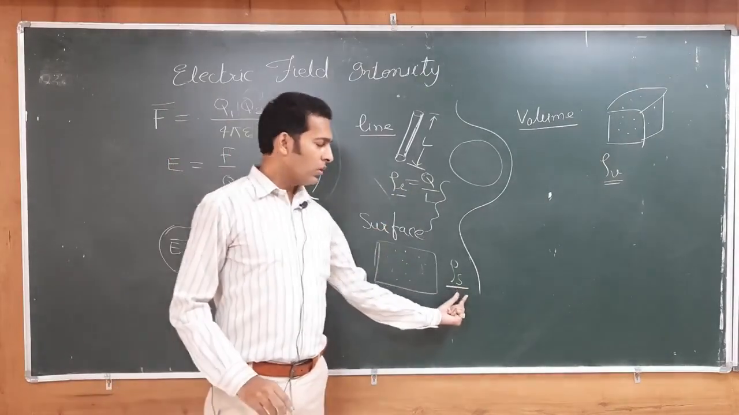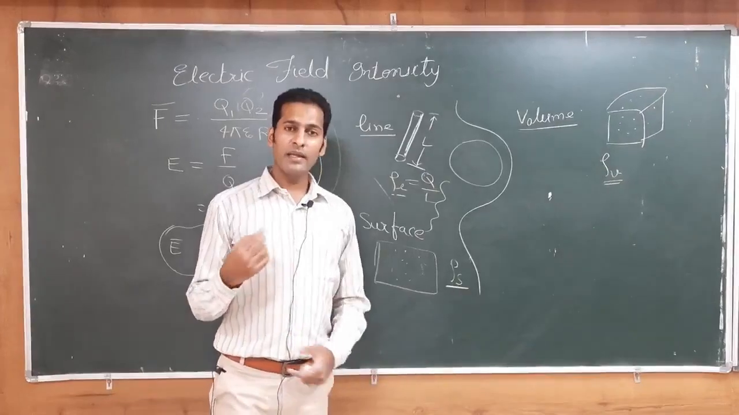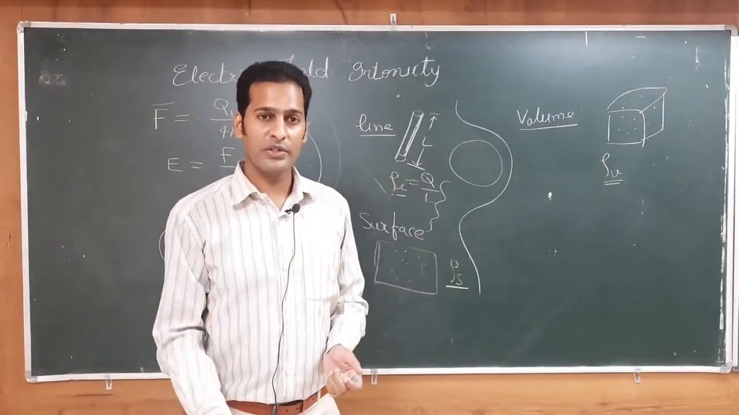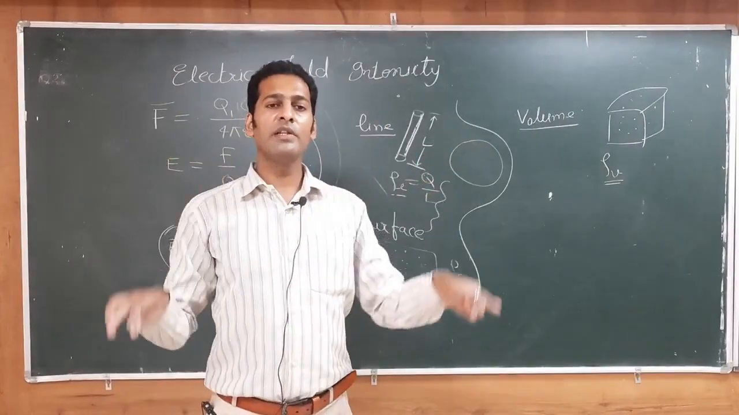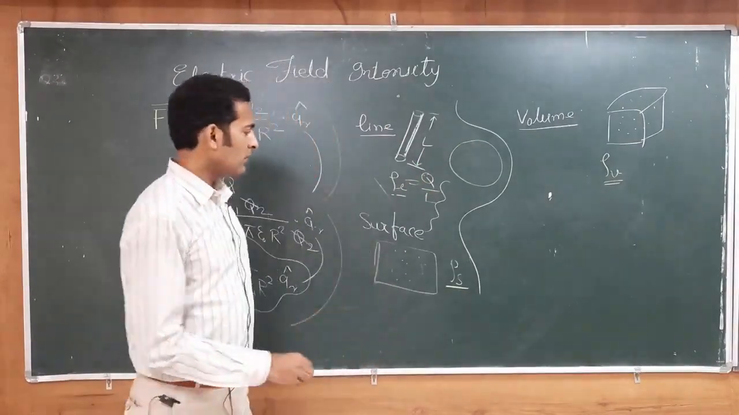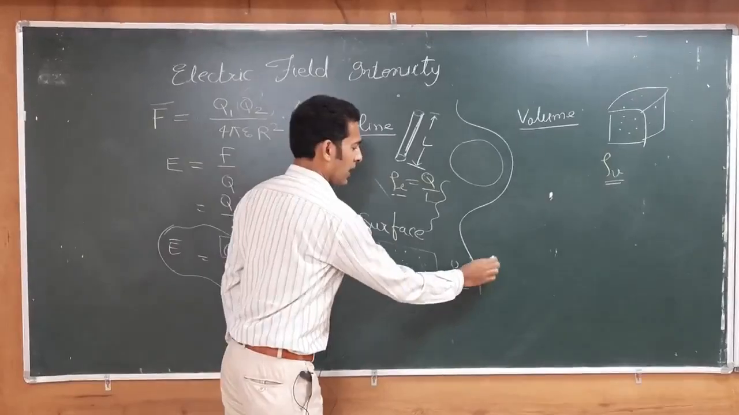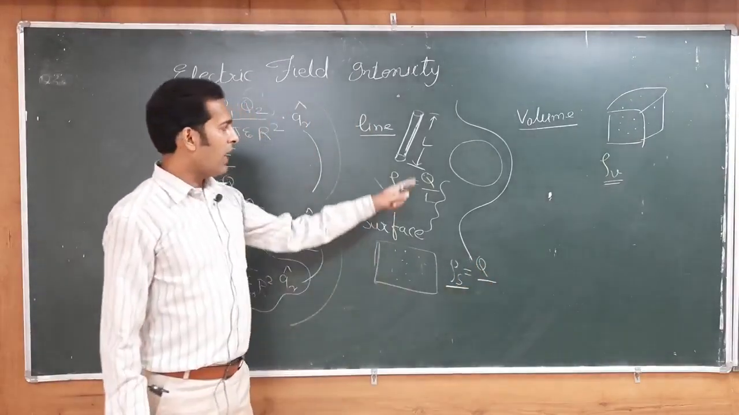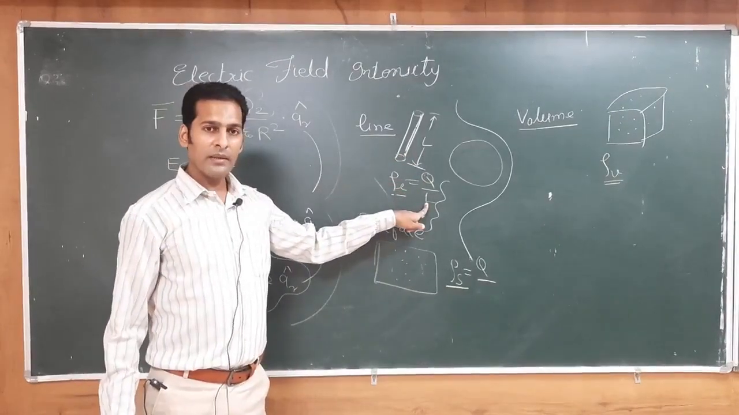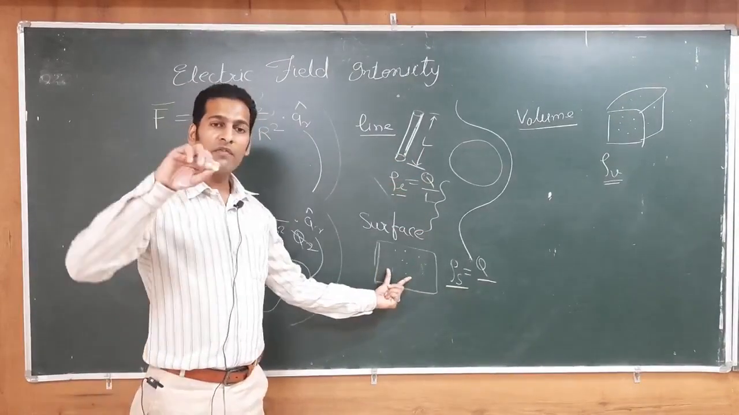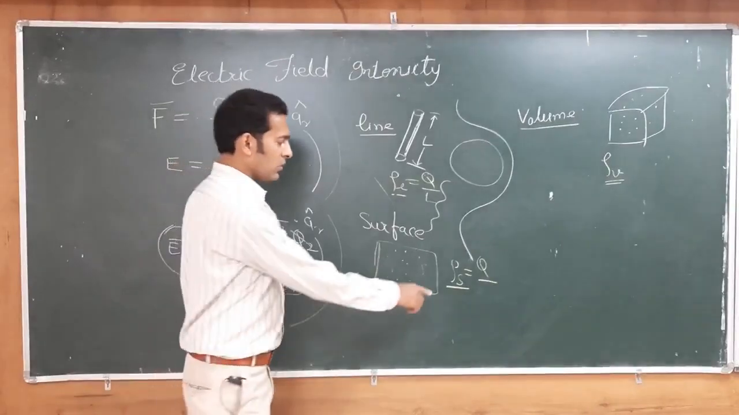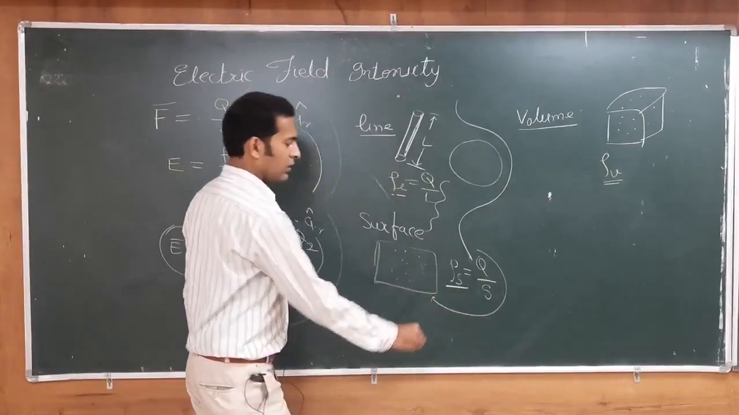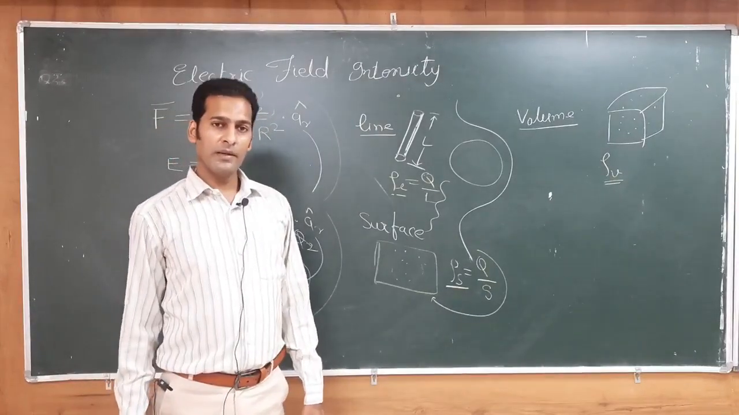Then if you talk about rho s, it is again surface charge density. So creator of surface charge density is also charge, because charge is creating charge density. So what can we say? Rho s is equal to again Q. For line, the length of line is considered. For surface, there will be surface area. So we can say rho s is equal to Q by S. So this is formula for surface charge density.